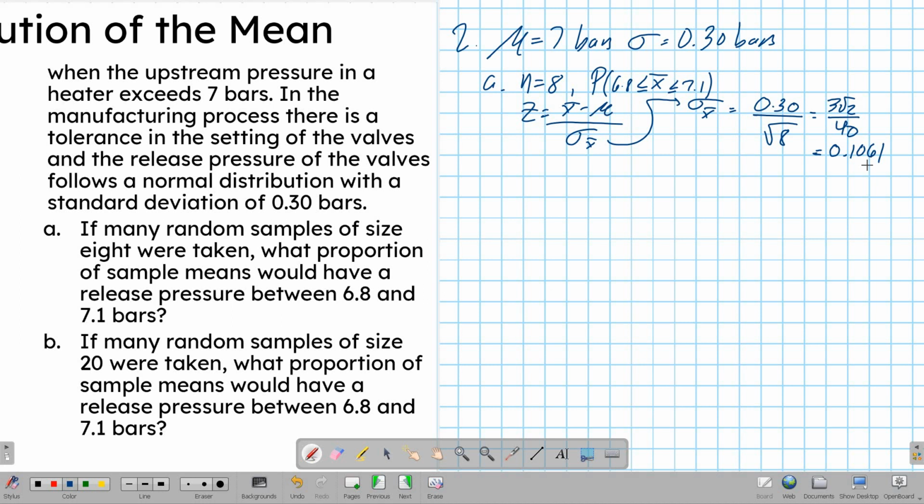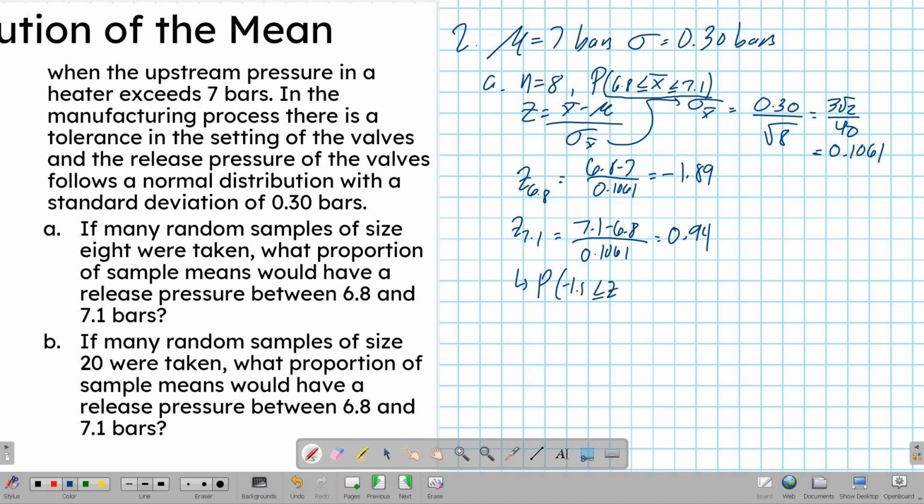Now with that, we need the z-scores of 6.8 and 7.1. The z-score of 6.8 becomes 6.8 minus 7 over 0.1061, while the z-score of 7.1 is 7.1 minus 7 over 0.1061. Computing for this, we get a z-score for 6.8 of negative 1.89, and for 7.1, 0.94. Hence, this is the same as looking for the probability that the z-score is between negative 1.89 and 0.94.